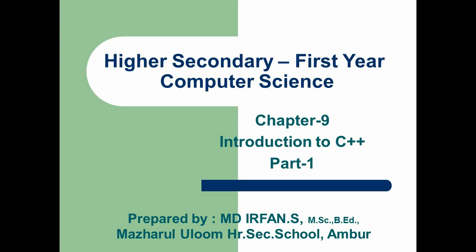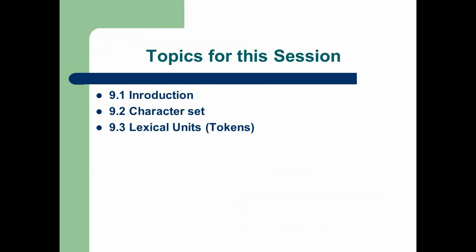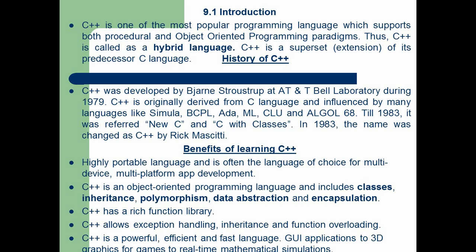Last class we completed Chapter 8, Invariant and Recursion. Now in this class we are going to start a new chapter, chapter number 9, Introduction to C++, Part 1. In this class we are going to cover three topics. One is introduction, second character set, third lexical units. Let's start our first class of C++.